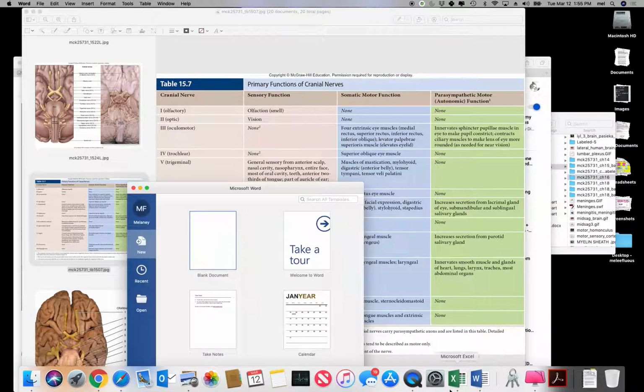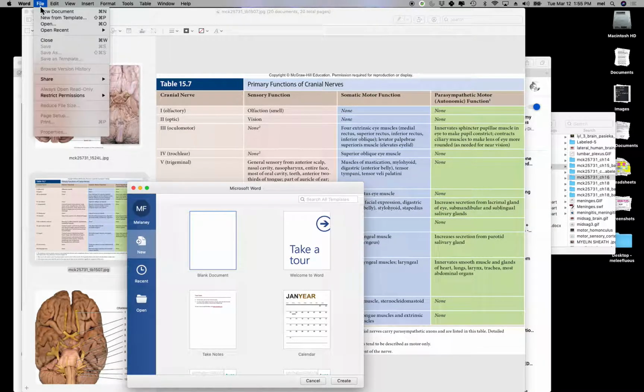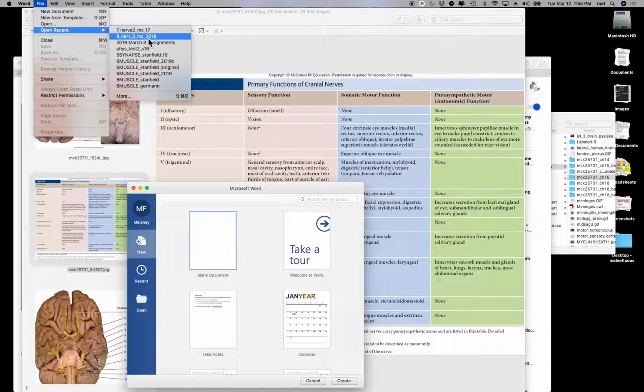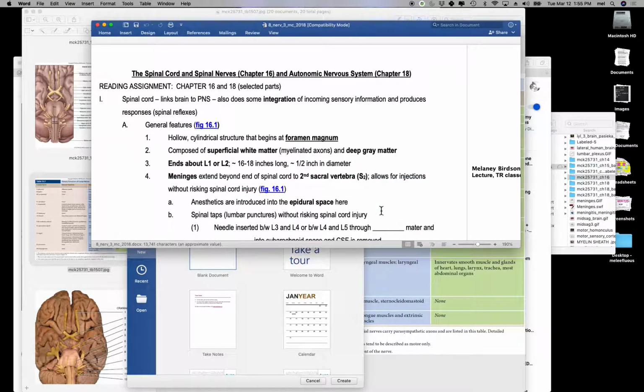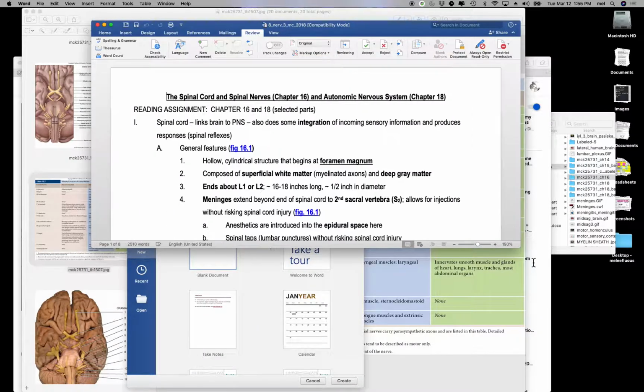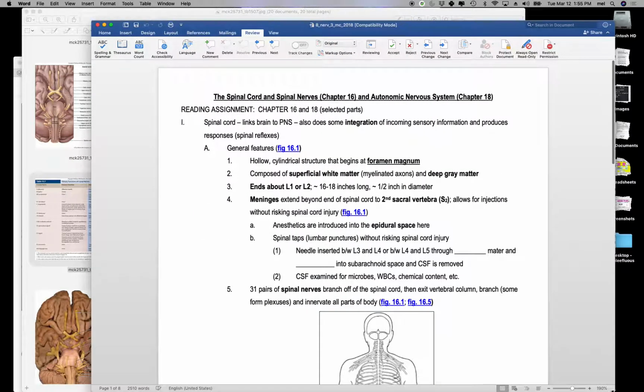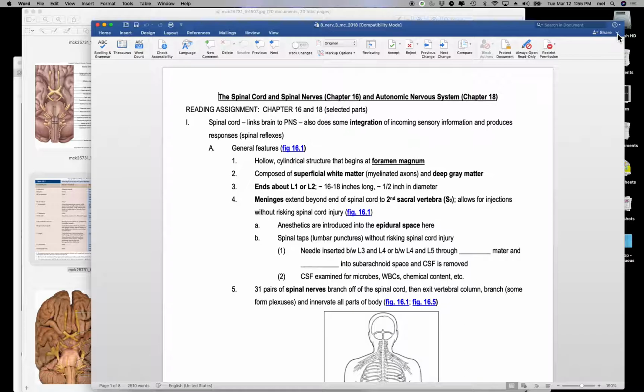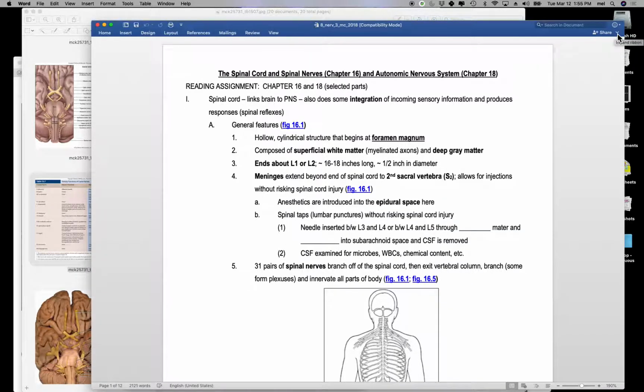All right, so with our last bit of time, we are going to start on the spinal cord, which is what you guys are doing in lab this week. You're doing three things in lab this week: spinal cord, spinal nerves, and eye and ear.